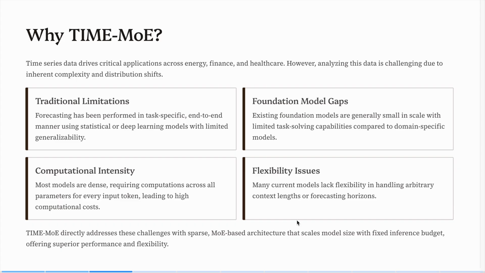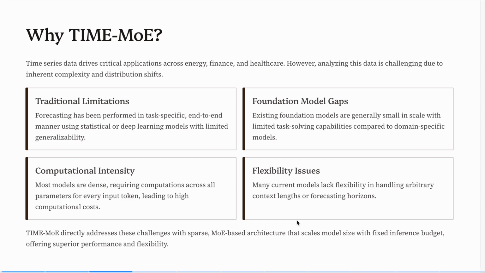While traditional methods and even recent foundation models have shown promise, they often fall short in terms of scale, generalizability, and computational efficiency. Traditional forecasting has been performed in a task-specific, end-to-end manner using either statistical or deep learning models. Although promising, foundation models are generally small in scale and have limited task-solving capabilities compared to domain-specific models, limiting their real-world impact when balancing forecasting precision against computational budget.